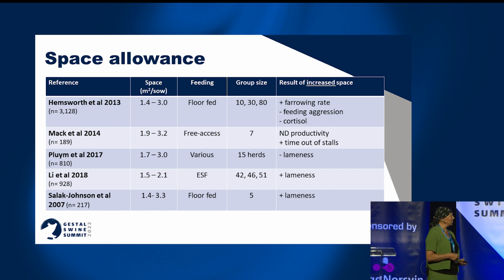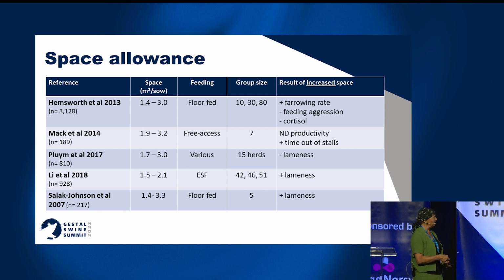So the effect of increasing space: in the Hemsworth study, increased farrowing rate with increasing space, reduced feeding aggression, reduced cortisol, so positive effects there of increasing space allowance. The Lori Mack study found no difference on productivity or time out of stalls in a free access system, so really no effect of space allowance there, negative or positive. Payam cell found that with increasing space, a reduction in lameness, Yushi Lee, increased lameness.